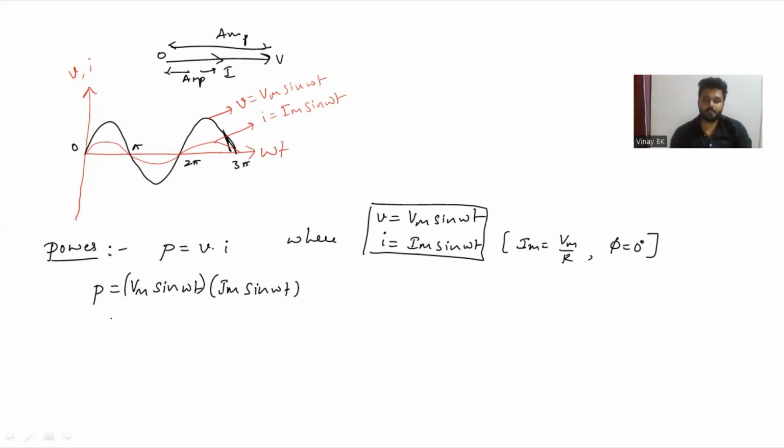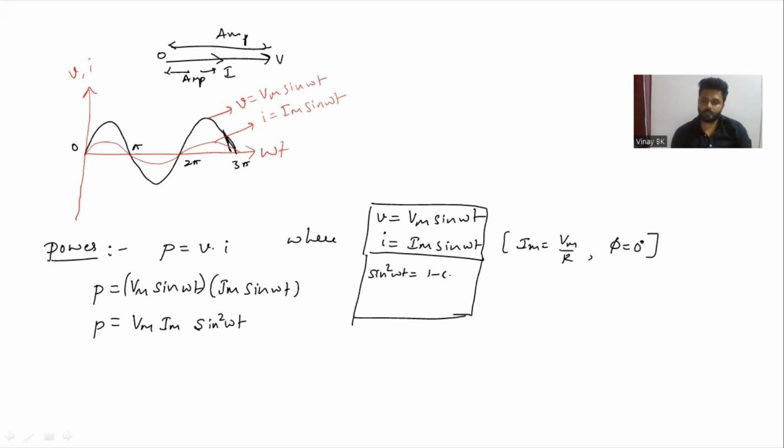So again, I'm rearranging these equations. That is Vm Im sine omega t into sine omega t, which is nothing but sine square omega t. And we already know the basics of trigonometry. The sine square omega t we can rewrite as 1 minus cos 2 omega t divided by 2.